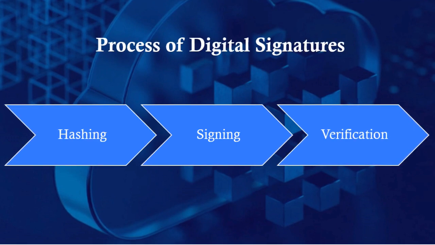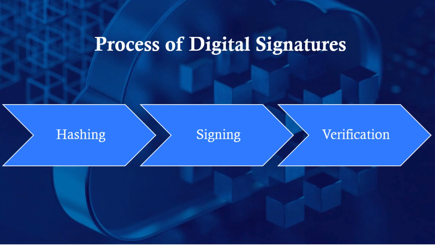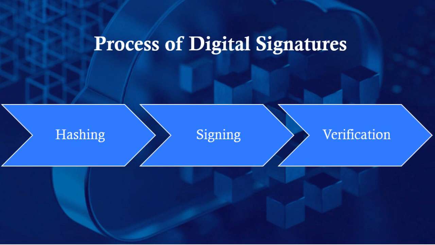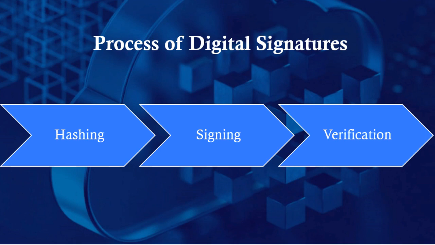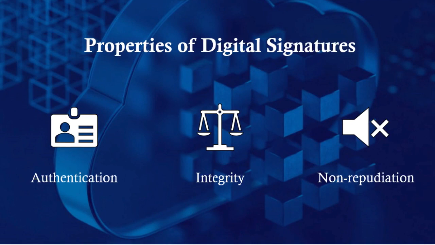The sender uses the private key to sign the hash of the message or document, which creates a digital signature. Step 3 is verification. The receiver uses the sender's public key to verify the digital signature. The receiver first computes the hash of the message or document and then uses the sender's public key to decrypt the digital signature. If the decrypted value matches the hash of the message or document, then the digital signature is considered valid. Digital signatures have several important properties, including authentication, integrity, and non-repudiation.